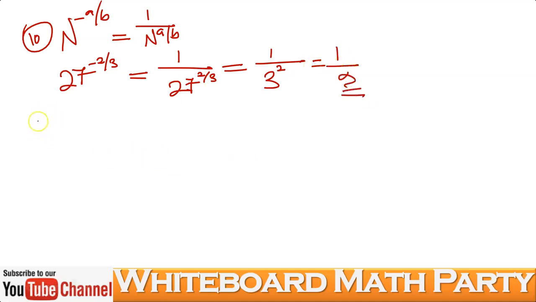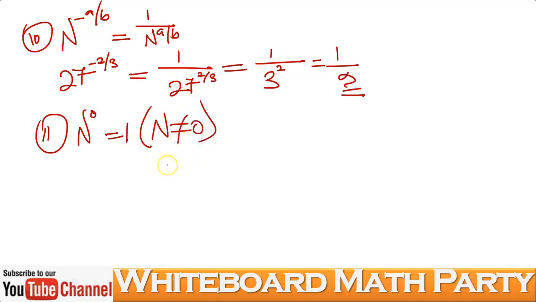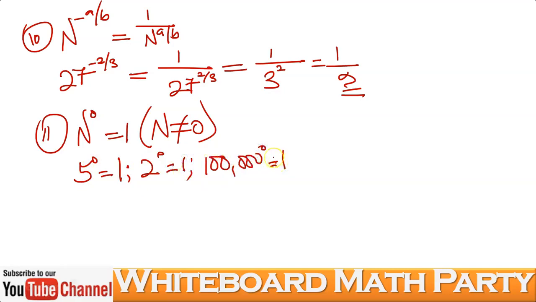Alright, the 2 remaining rules are what we call the special rules of indices. Rule number 11. Rule number 11 states that any number to the power of 0 is equal to 1. But note, in this case, the number must not be 0. Let me give you an example. 5 to the power of 0 is the same thing as 1. Yes. 2 to the power of 0 is the same thing as 1. Yes. 100,000 to the power of 0 is the same thing as 1. It's as simple as that. But most importantly, the number must not be 0, because 0 to the power of 0 doesn't work here.